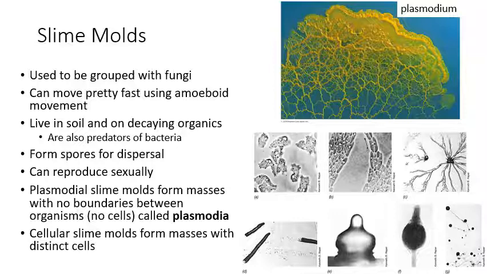For the cellular slime molds, the cells are all divided from each other, so it's clear there's one cell, one nucleus, but they also get together in these large masses that would form the actual slime mold.